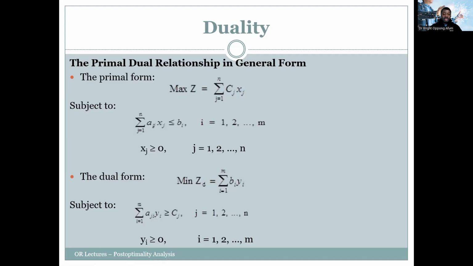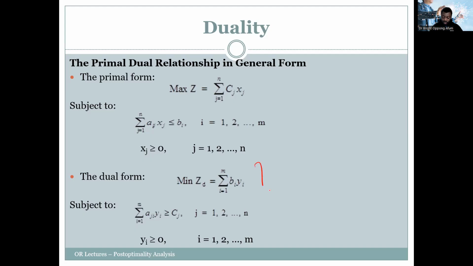So in general, we can represent the general form of the primal as: we want to maximize z, which is the summation of j from 1 to n of cj xj, and it has the following constraints: the summation of aij xj is less than or equal to the bi's, where i is 1 to m, and j is 1 to n, and xj is greater than or equal to 0, non-negative too.